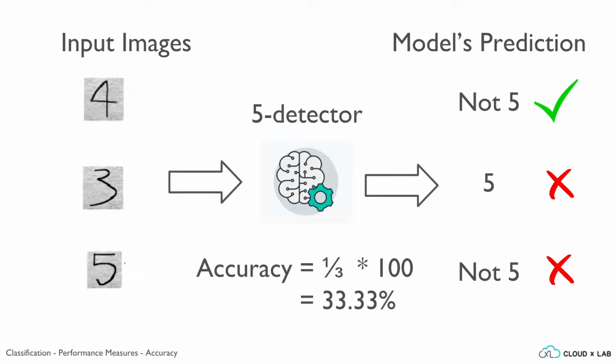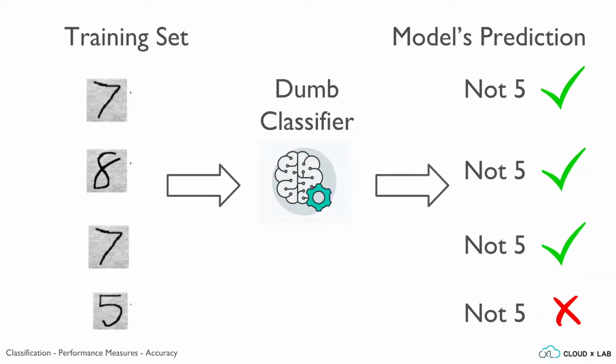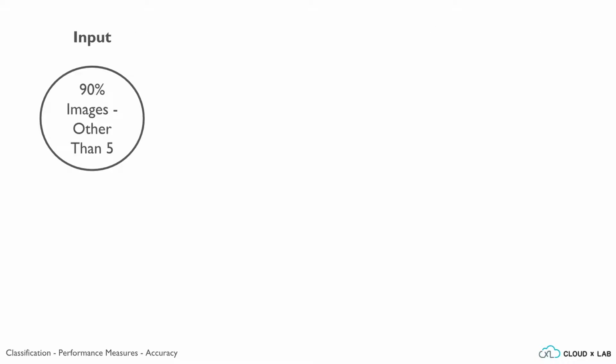Though accuracy looks good in normal life, it's not such a good measure of performance in classification tasks. Let's understand it with an example. Imagine we have a very dumb classifier which classifies every input image as not 5. Its accuracy for the given example is 3/4, which is 75%. Let's see the accuracy of this dumb classifier on MNIST dataset. In the MNIST dataset, around 90% of the images are of digits other than 5. Remaining 10% images are of digit 5.